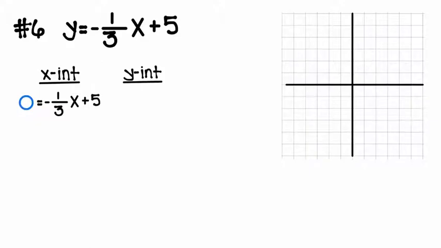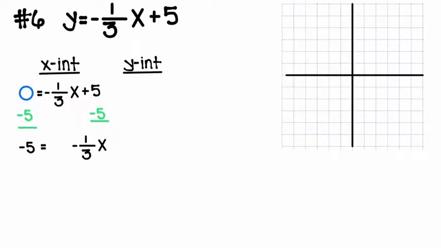To solve this equation, we want to undo the order of operations. We're undoing PEMDAS until x is alone. So we want to get rid of add 5 first and then get rid of multiply by negative 1/3. To get rid of add 5, we want to subtract 5. What we do to one side, we're going to do to the other. After we subtract 5 from both sides, we have negative 5 equals negative 1/3 x.